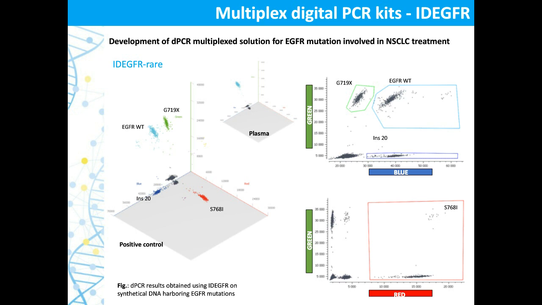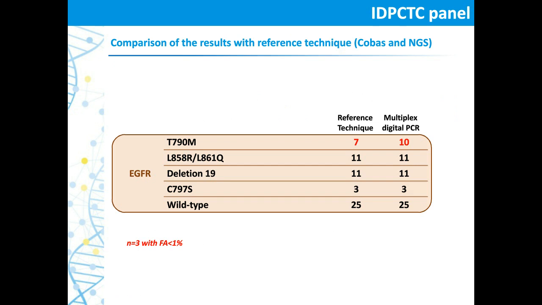So we performed an external validation using this assay. We compared both the COBAS and the NGS, and basically the concordance was quite high. We only detected 3 samples that were positive for the T719M that were not detected by the NGS, but for those samples, the abundance frequency was less than 1%. So this is quite normal. For all the other mutations, we detected them with either the COBAS or the NGS.